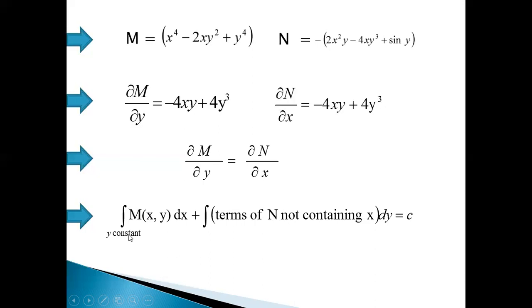So here we have to integrate the whole m, and our m is what? x raised to 4 minus 2xy square plus y raised to 4. We have to integrate this m with respect to x. But for the terms of n, in the first term there is x, so it is not kept in this formula. In the second term again there is x, so again it is not kept, but there is only one term in n that is not containing x.